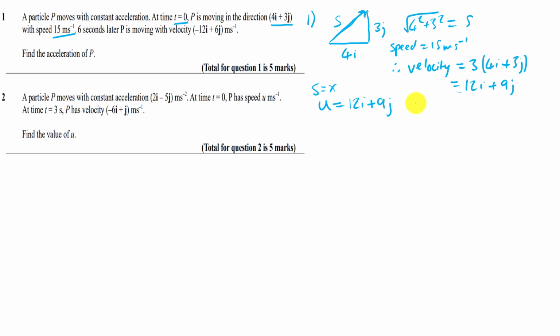Now V, there is a V here, because it says 6 seconds later P is moving in that direction, minus 12i plus 6j. A, well, this is what we want to find, so I'm going to put a question mark here. And T, it gives us the time, T equals 6. So what this question is essentially saying is, at time 0, P is moving in this direction, and 6 seconds later, you can see it's changed direction because we've got a minus 12i here.